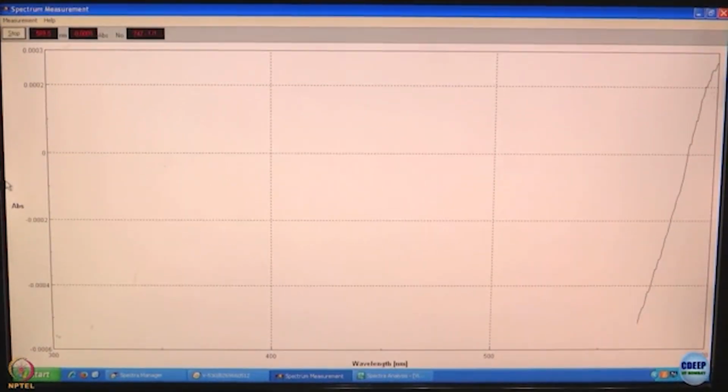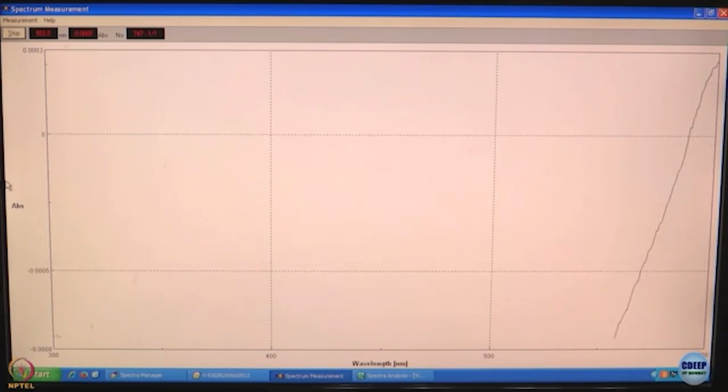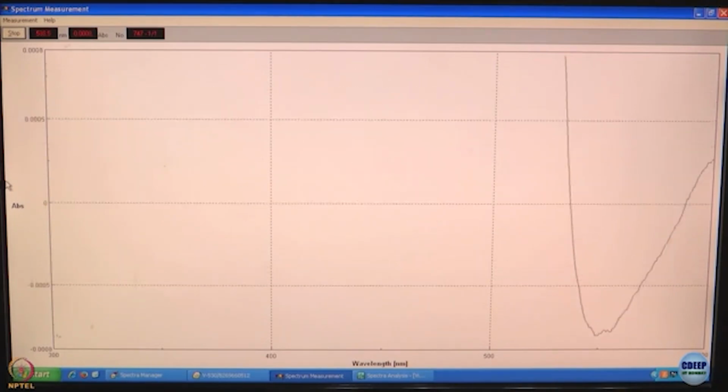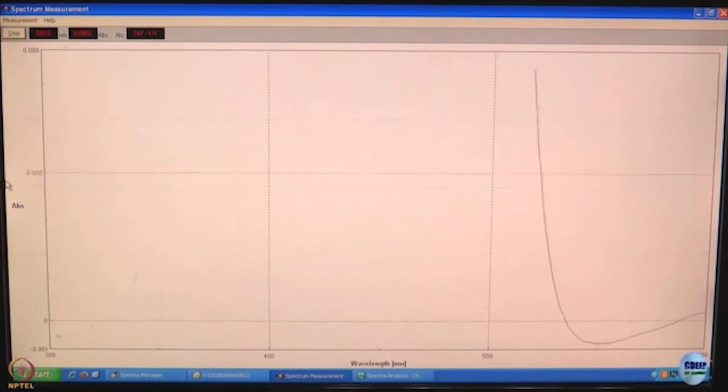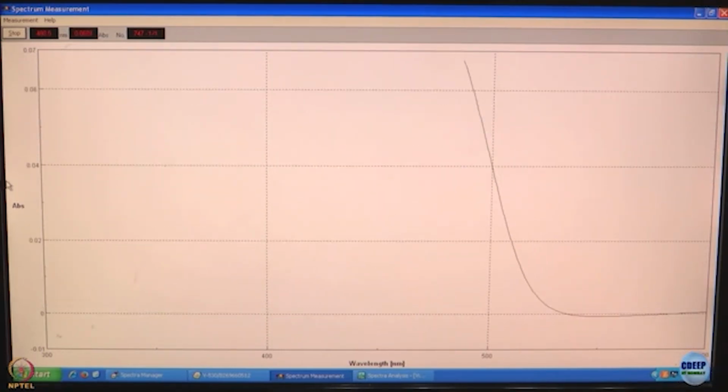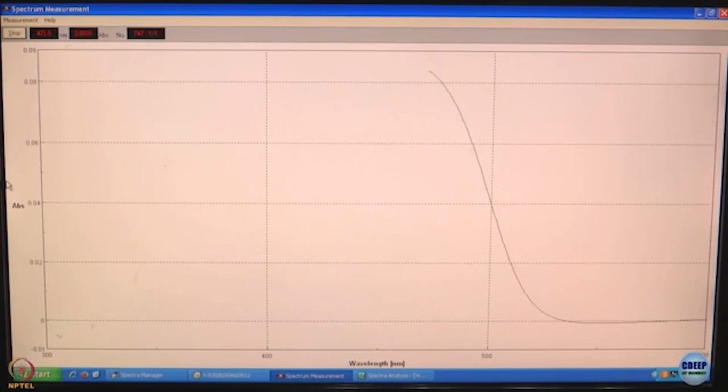We are recording the spectrum now, and once again you might note that the spectrum is being built point by point. Initially you might think that it is going down, actually it is not, the values are very, very small, and now the actual absorption band shows up. That is the maximum for our sample.